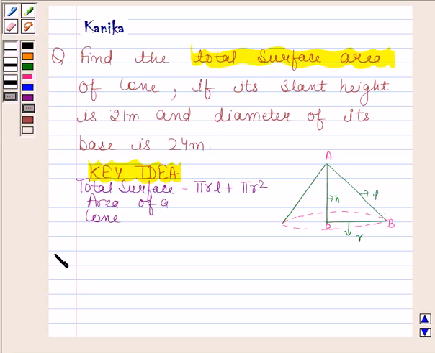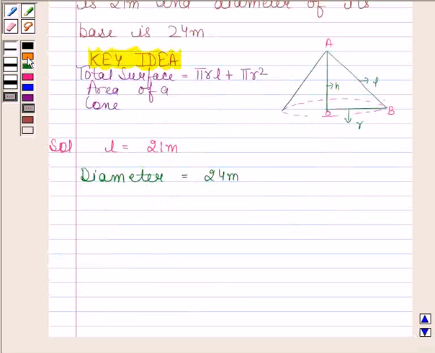Let's now begin with the solution. In the question, we are given that slant height, that is l, of the cone is equal to 21 meters and its diameter is equal to 24 meters. Now, as diameter is equal to 24 meters, therefore radius, that is r, is equal to 24 by 2 meters, and this is equal to 12 meters. We know the value of r and l, so we can now easily find total surface area of a cone.